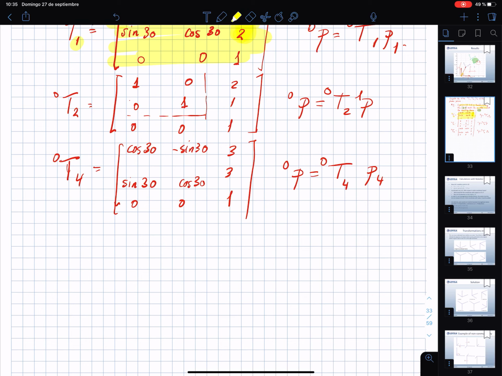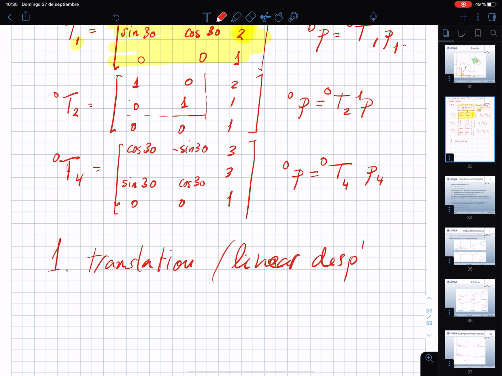So we must keep in mind that in order to compute the MHG, the operations have to follow that order. First, translation or displacement or linear displacement, and that's first, and second, rotation.